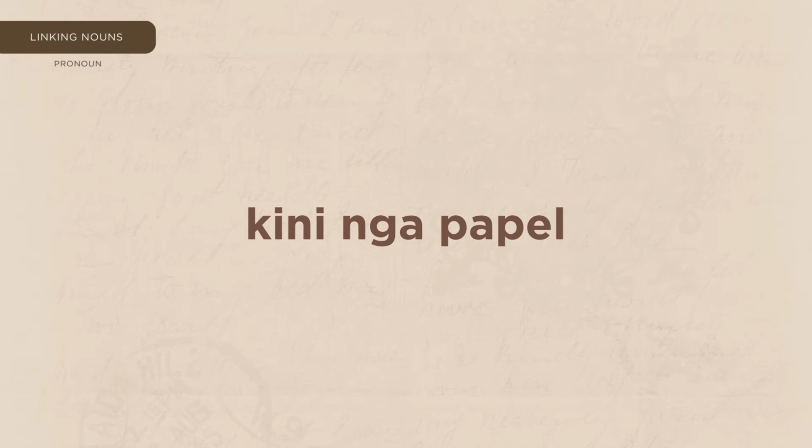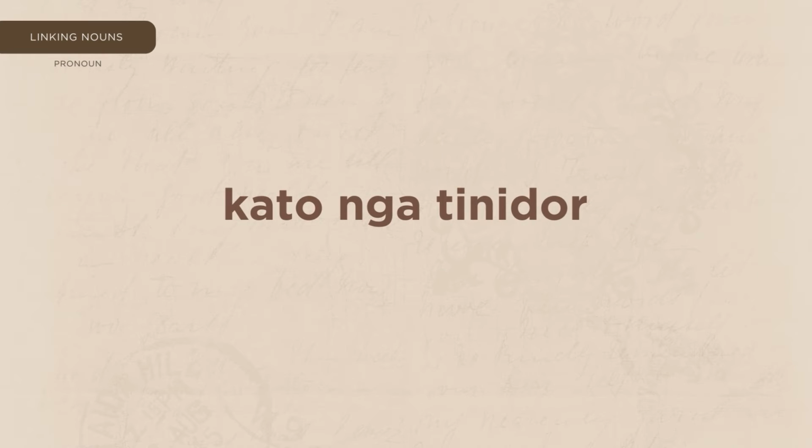A demonstrative pronoun is a type of pronoun that is used to point to something specific in a sentence. In English, it's that or this. In a phrase here, our demonstrative pronoun is kini, meaning this, is connected to our noun papel, which is paper, by the linker nga. Kini nga papel, this paper. Another example. Kato nga tinidor, that fork.